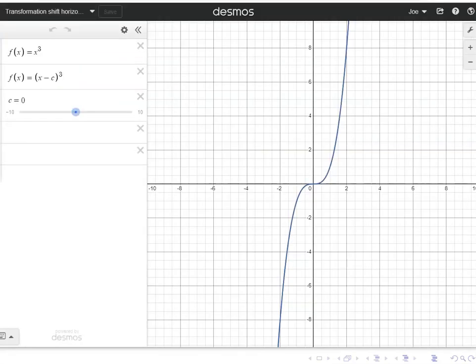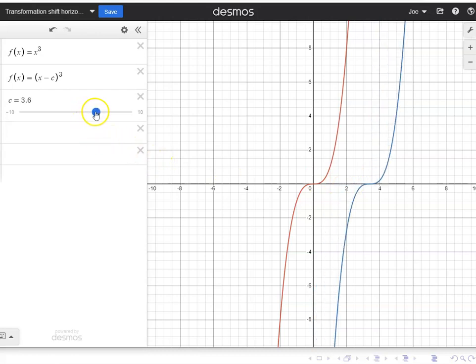So we've moved over here to our graphing calculator. Here is the graph of f of x equals x cubed. Let's say we want to make c positive. I'm going to pull this slider over to the right, making c more and more positive. Notice that the graph is being shifted horizontally. For example, when c is 1, the point that was at the origin is now at the point (1, 0). If I move over to c equal to 2, the point that was the origin is now 2 units to the right. And so on.